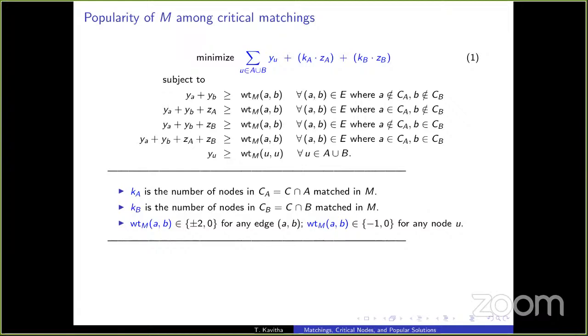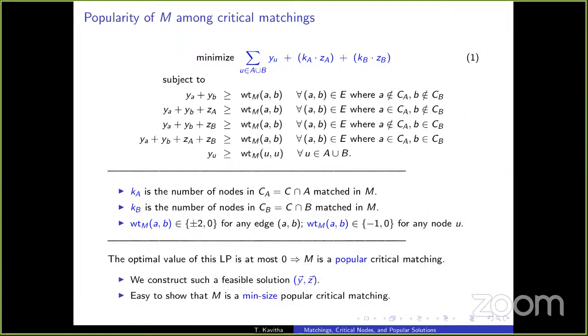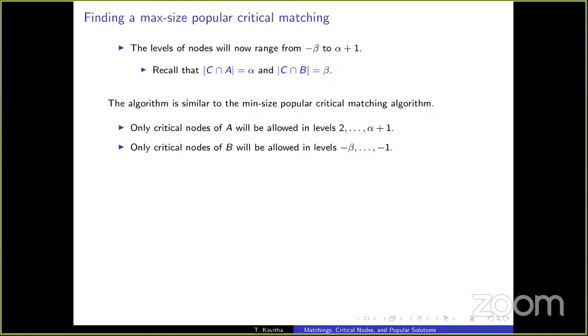And the weight, as I said, of an edge depends on what the endpoints of the edge got matched to in the matching M. And it follows from LP duality that if the optimal value of this LP is at most 0, then M is a popular critical matching. And we construct such a feasible solution. In fact, this will be an optimal solution, and complementary slackness will imply that the matching M is a min-size popular critical matching.